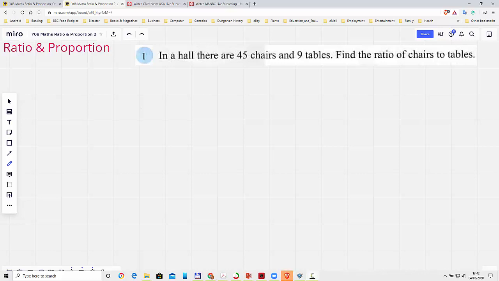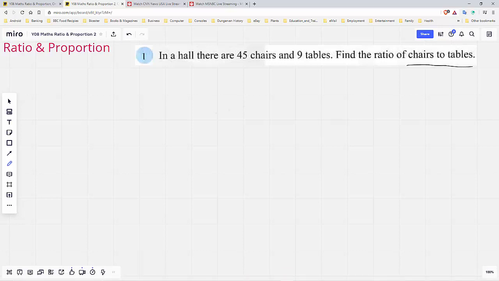In question 1, we're asked to find the ratio of chairs to tables. So we'll write down the number of chairs we've got, 45, and the number of tables we've got. What this is telling me is that for every 45 chairs, I'll have 9 tables, or the ratio is 45 to 9. So in its simplest form, that is the ratio.